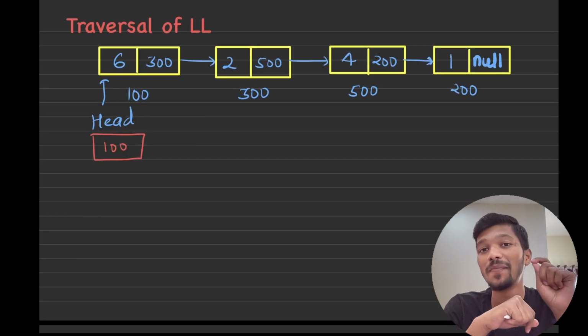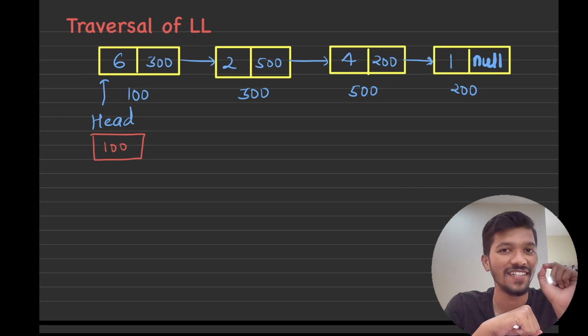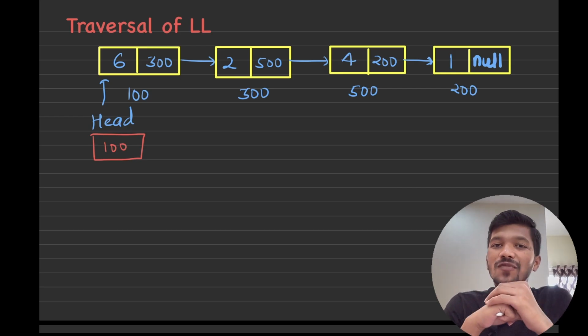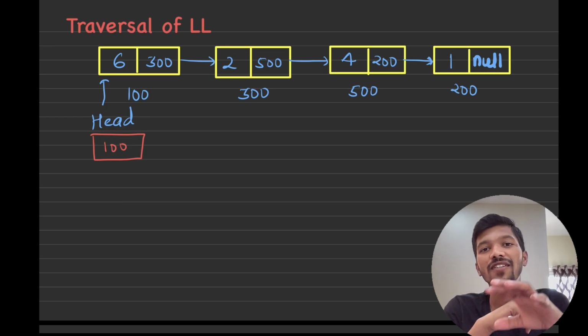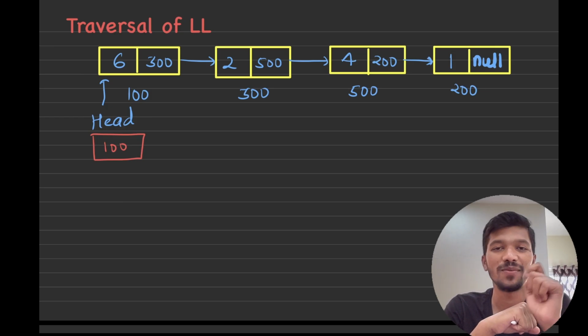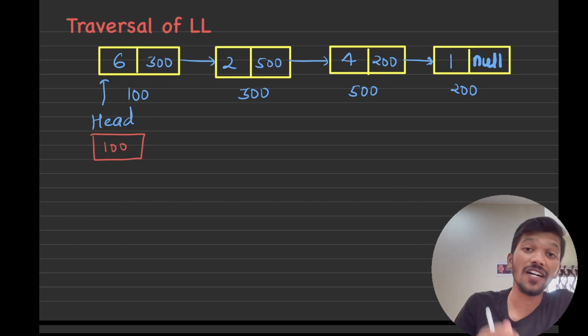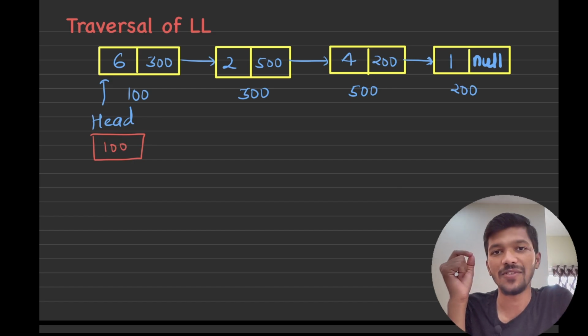In this video, we will be discussing how we can traverse the single linked list. In the previous two lectures, we saw how we can insert a node at the start of the linked list, and then how we can insert a node at the end of the linked list. Now we will be discussing how we can print the data present in your linked list.